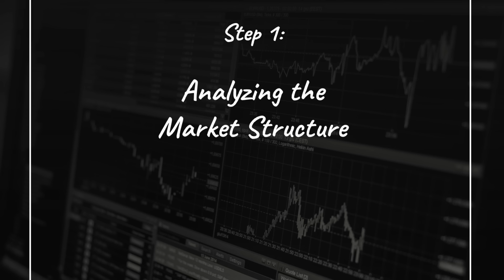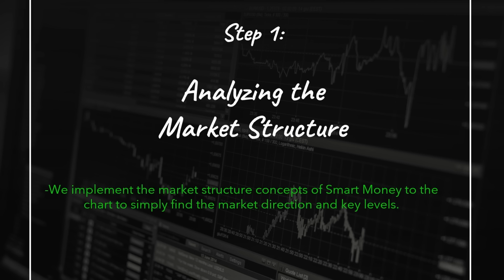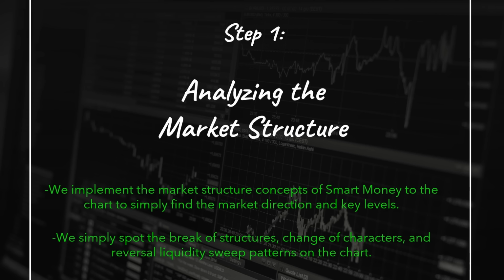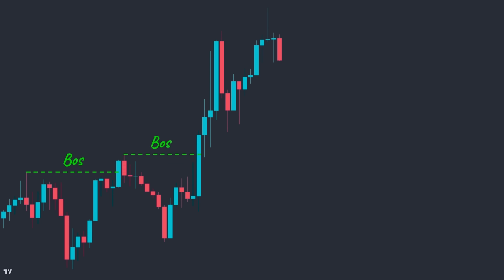In this general analysis, we implement the market structure concepts of smart money to the chart to simply find the market direction and key levels. To identify the market direction, we simply spot the break of structures, change of characters, and reversal liquidity sweep patterns on the chart. Now here on the candlestick chart, we have multiple breaks of structures to the upside, which shows that our direction is bullish. Then the market made a reversal liquidity sweep pattern above the previous high, which signals that a possible reversal is coming.